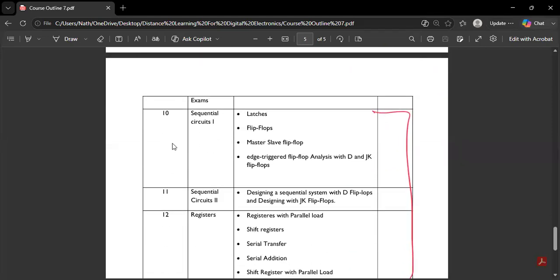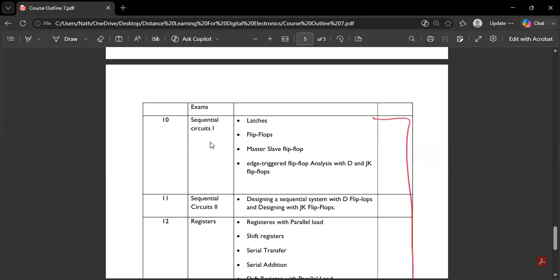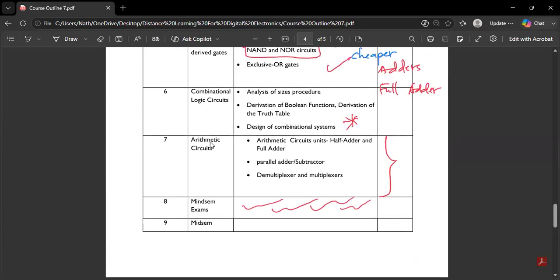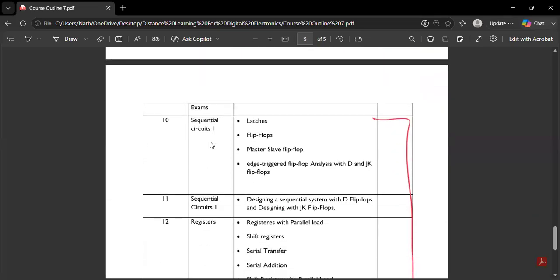After the midsem, we'll come to week 10, which is sequential circuits. A sequential circuit is basically a circuit which depends on the past state and the present state. The combinational circuit depends only on the present state. But the sequential circuit depends on the previous state and then the present state. So under the sequential circuit, we look at latches.